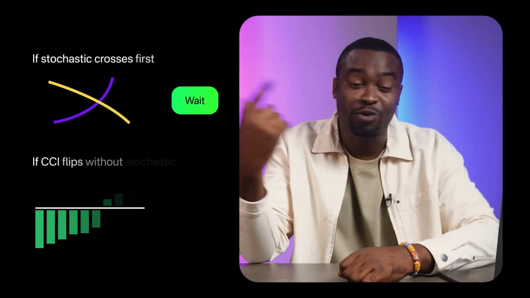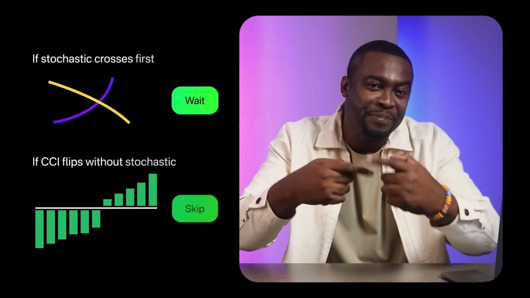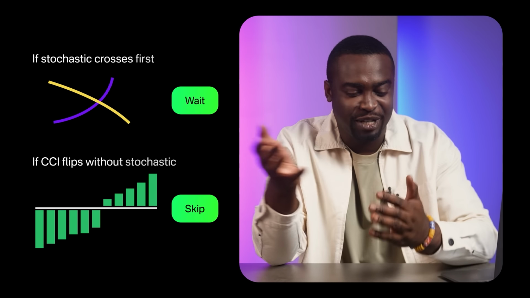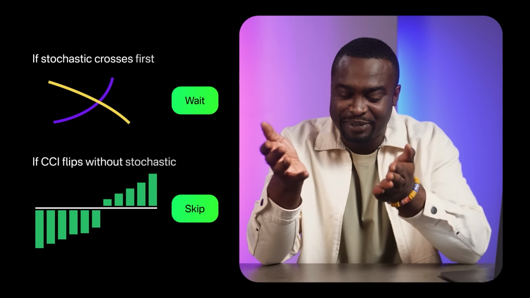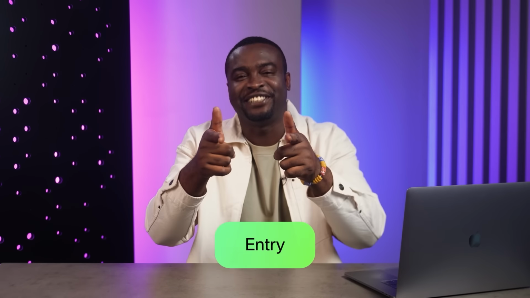If the stochastic crosses before the CCI confirms, you need to wait. And if the CCI sparks with no crossover in the stochastic, you need to skip it. This strategy only works when both oscillators confirm the momentum shift within a few candles of each other. That's your signal. Momentum plus timing equals entry.